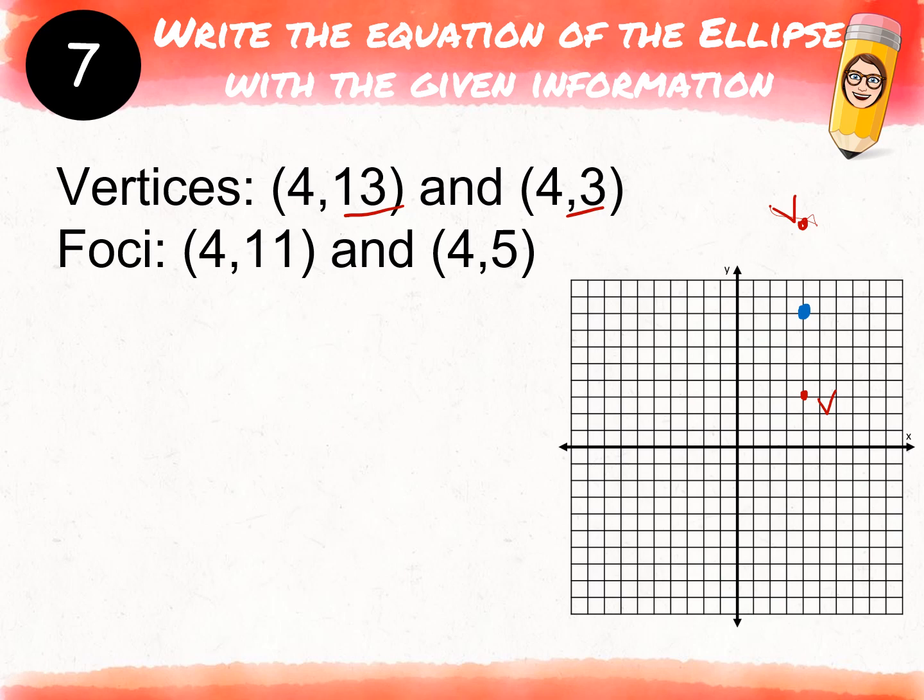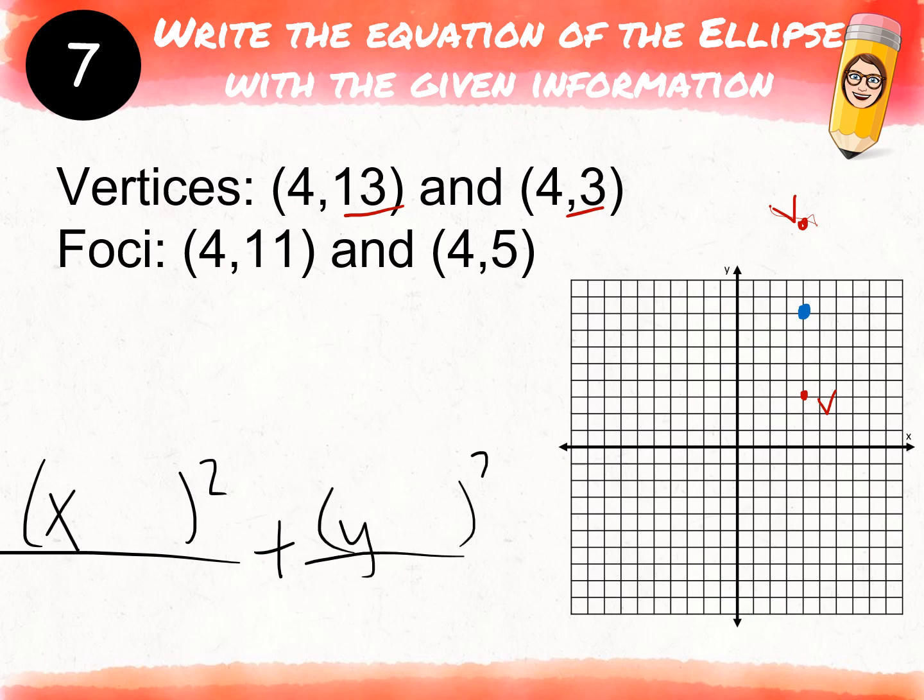And you know what? I didn't even take my own advice. I didn't prep my answer yet, so let me do that quick. Prep, equals 1 every time. And I just found my center point. It exists at 4, 8. 8 is the middle of 13 and 3, right? So I'm going to write minus 4, and I'm going to write minus 8.